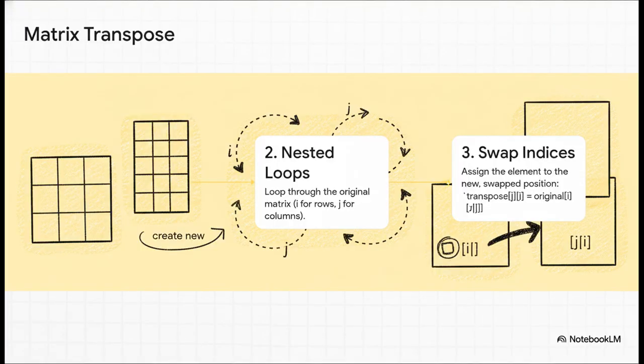And the code to do this is brilliantly simple. Check it out. As you loop through the original matrix, using I for your rows and J for your columns, you take that element and put it into the new transpose matrix. But here's the trick. You swap the indices. The element from original[I][J] goes into transpose[J][I]. That tiny little swap of I and J is where all the magic happens.